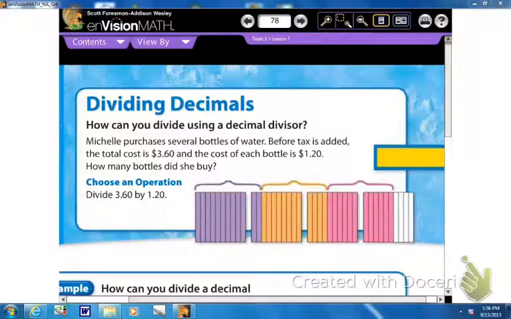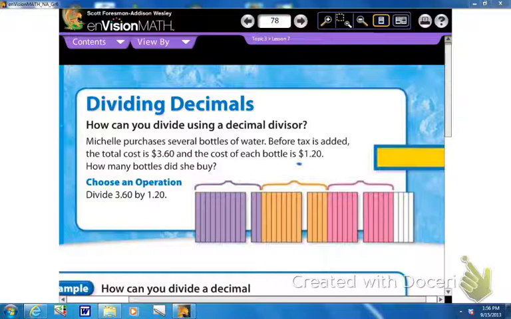Okay, today we're looking at lesson 3-7 on page 78, dividing decimals. How can you divide using a decimal divisor? Now we have a decimal dividend and a decimal divisor on the outside. So Michelle purchases several bottles of water before taxes added. The total cost is $3.60 and the cost of each bottle is $1.20. How many bottles did she buy?